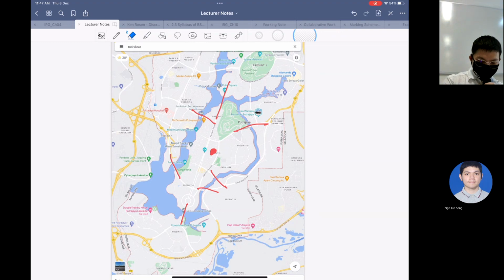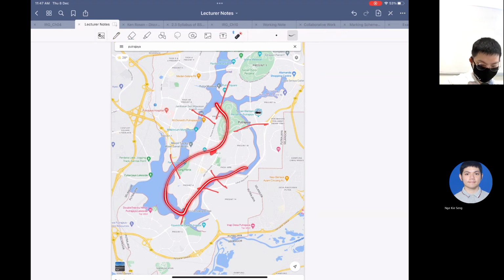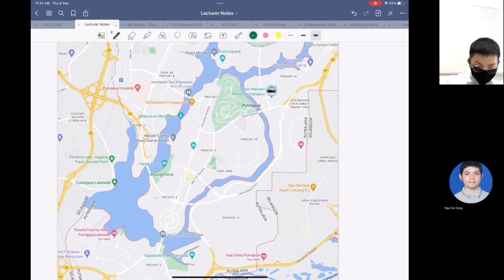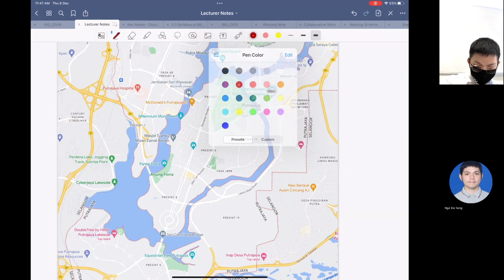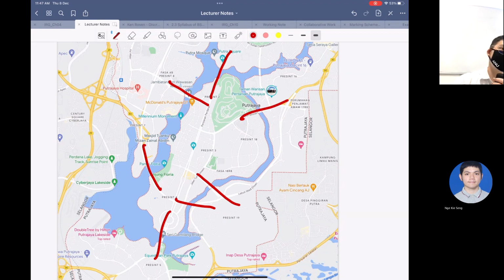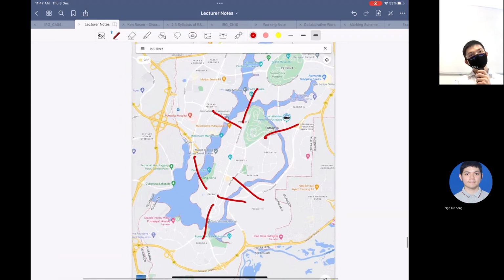Anyway, next we have 7 bridges here. So we have 7 bridges connecting Putrajaya. Putrajaya is here, where the Prime Minister works. Maybe I remove this first. So this is the Google map. We have one bridge here, 2 bridges here, 3 bridges here, 4, 5, 6, 7. 7 bridges of Putrajaya. So the question is, do you have an Euler circuit?